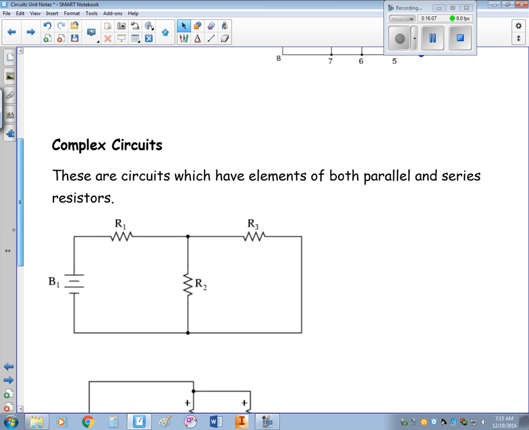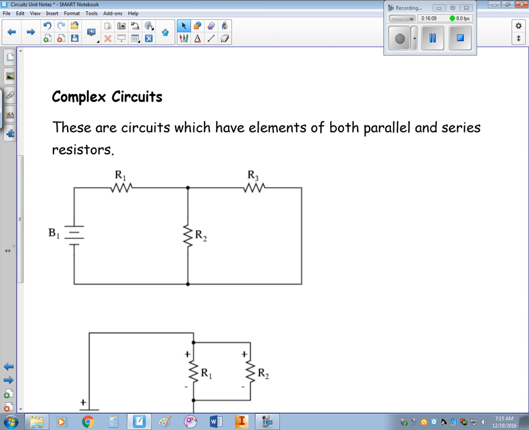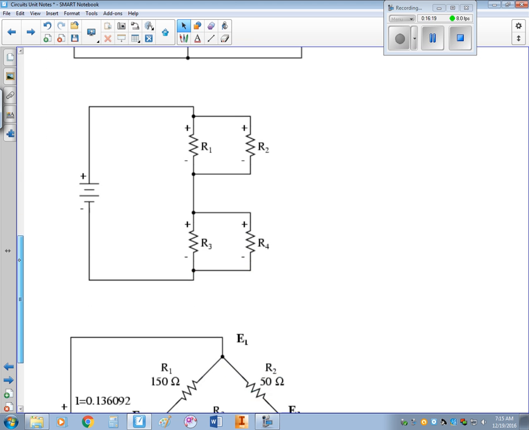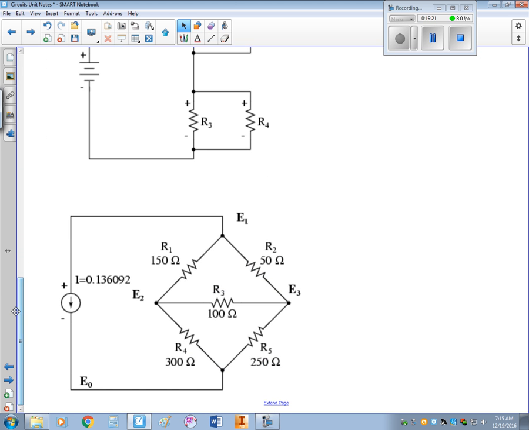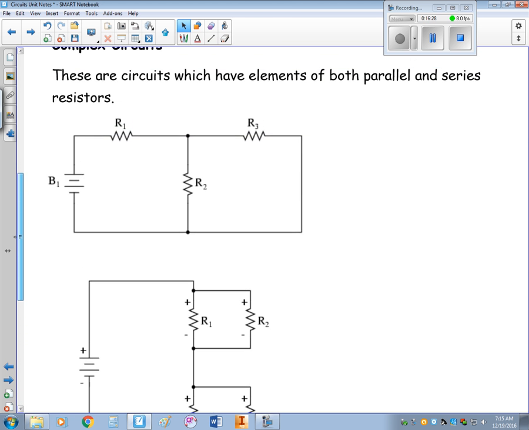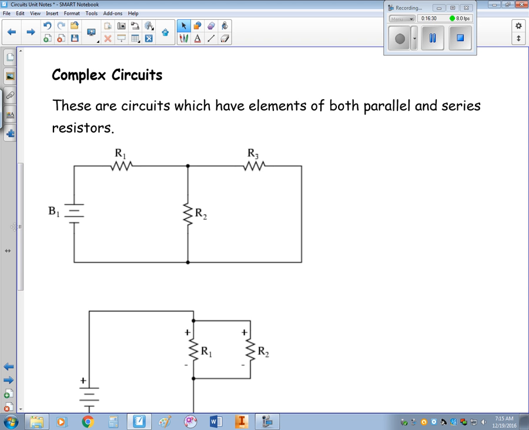Now, resistors can get quite complex. We're not going to look at all of these, but there are circuits out there that have elements of both parallel and series. And a fun class activity I'll probably do would be to give you a circuit and have you boil it down to its equivalent resistance. But I'll show you how to do more of that in class. The math is pretty easy, and it's nothing really to worry about too much. All right, we'll conclude this unit on circuits.